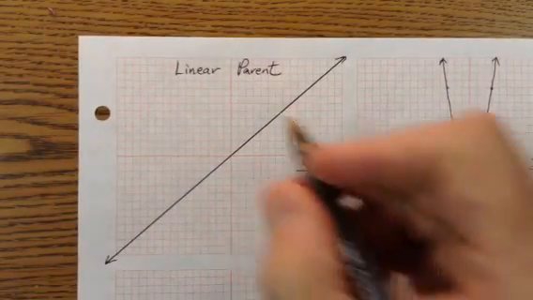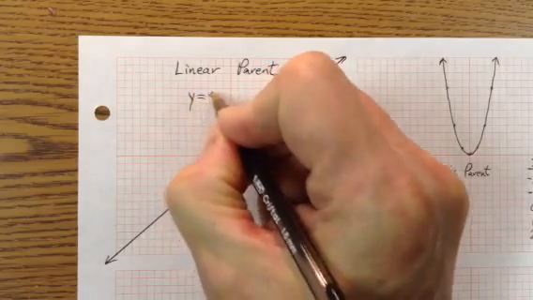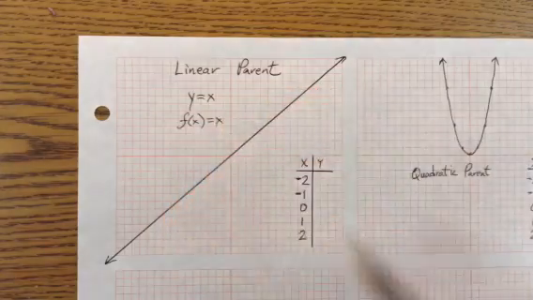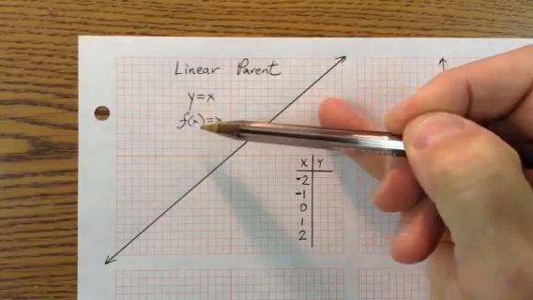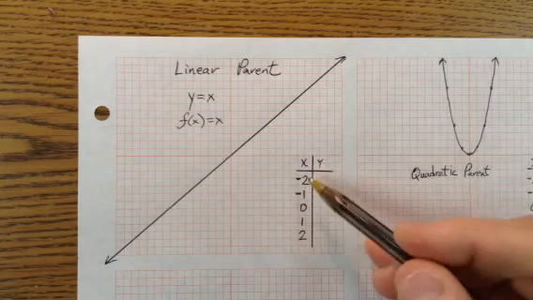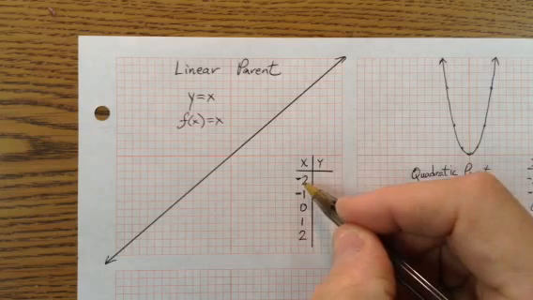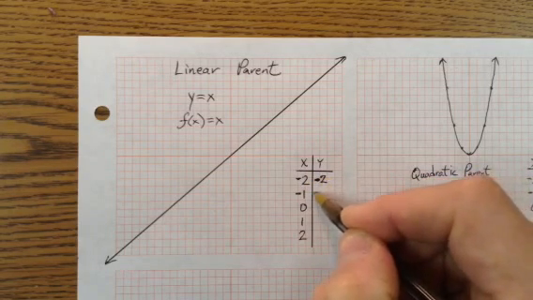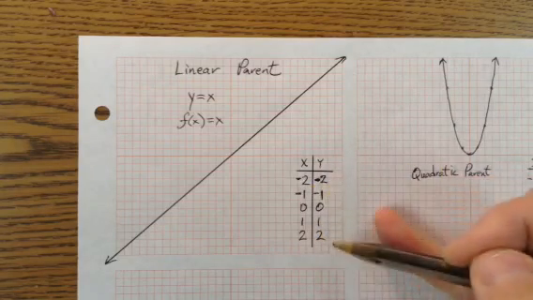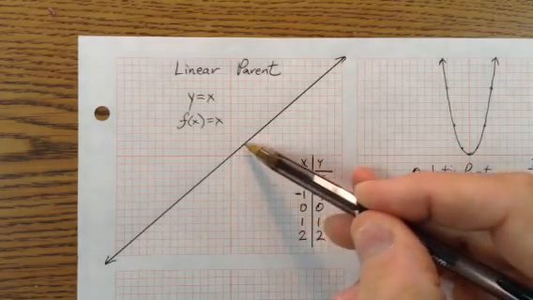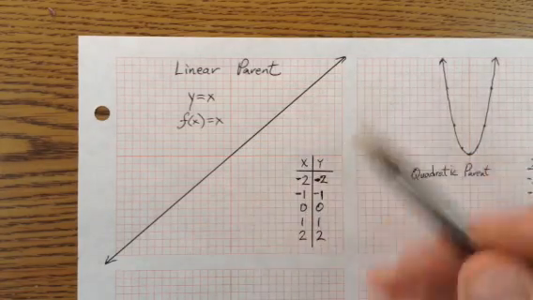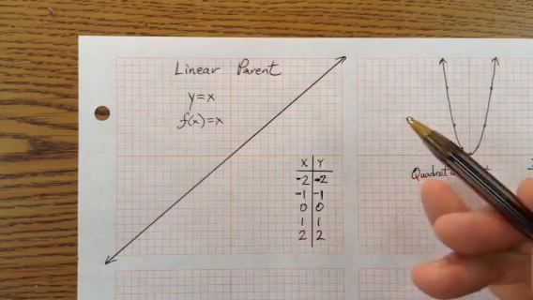Remember, the linear parent is the equation y equals x. And we know that if we use function notation, that would be f of x equals x, where y is replaced by f of x. And so here's the picture. It goes through the origin. And remember, if y is equal to x, if x is negative 2, so is y. And if x is negative 1, so is y, and so on. So you can see that the ordered pairs are basically twins: 0, 0, 1, 1, 2, 2, 3, 3, etc. It crosses through quadrants 1 and 3. Now, it's called the parent because it is the most basic.